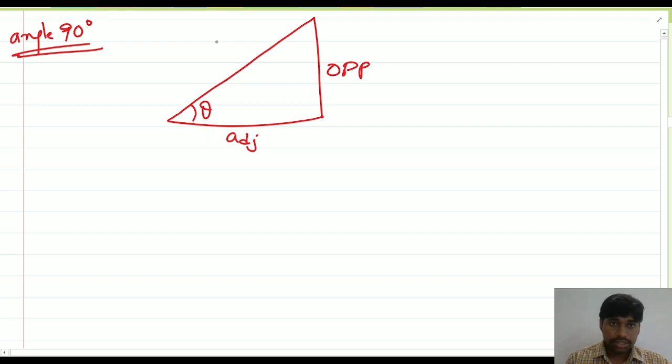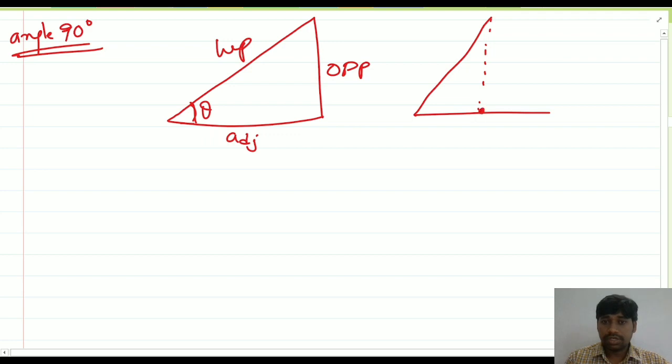Opposite. This is hypotenuse. So slowly, if I increase this angle to a right angle, then what happens? This is the base. If I increase the angle, then this is decreasing. Actually, this is A, this is B, this is C. It is moving to B dash as the angle is getting increased.